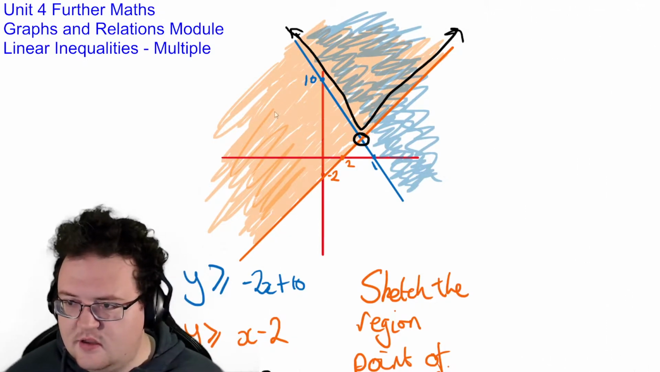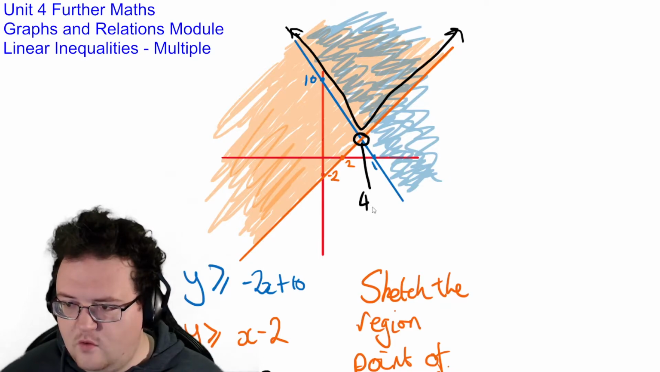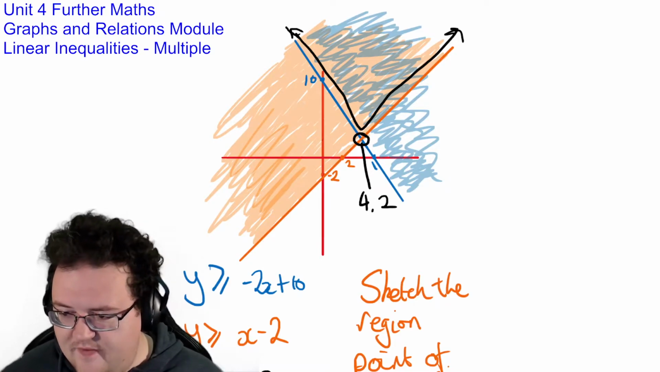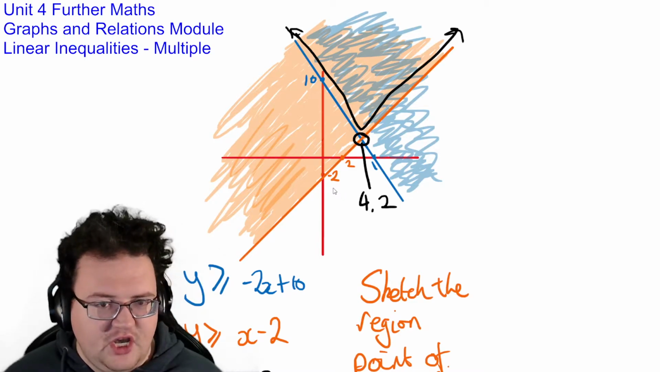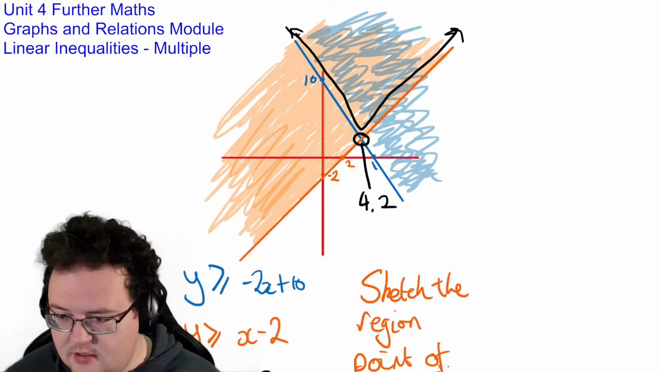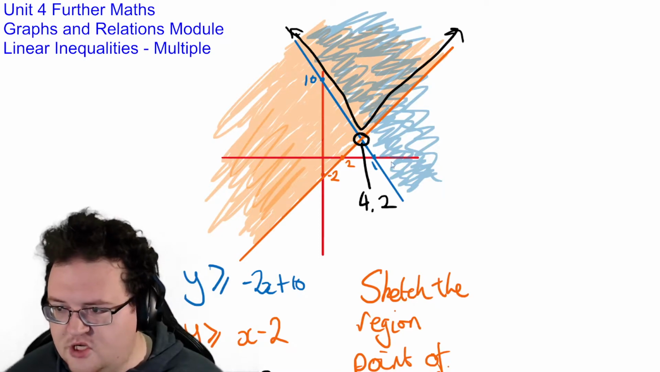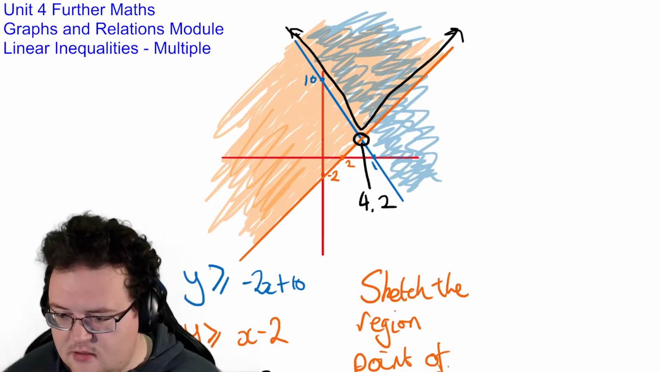So 4, 2. And then when you are doing inequalities like this by hand and you need to communicate what you mean, what I would generally do is have a little key.